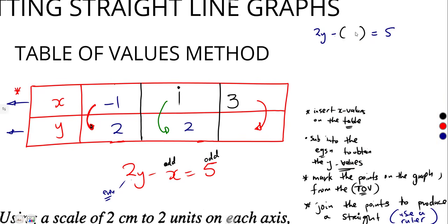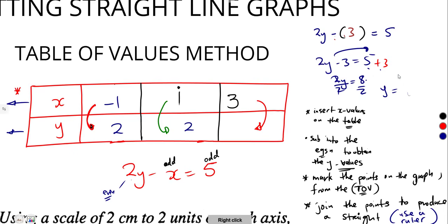When x is what? 3. Okay, negative and a positive, that's a negative. So 2y minus 3 is equal to 5. Take the minus 3 to the other side, it is going to be positive 3. So that's 2y is equal to 5 plus 3, which is 8. Divide by 2 by 2. So y is what? 8 divided by 2, that's a 4. So the y value at the end, okay, sorry for that. The y value is going to be a positive 4. So that's it. The y value is positive 4.